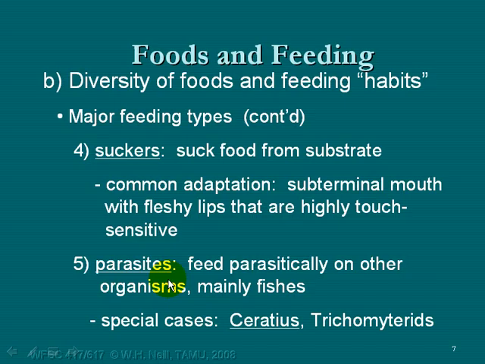And the common adaptation, as I've already shown you, is a subterminal mouth. And often these fish have fleshy lips, and the lips tend to be very sensitive to touch. Some of them have barbels that are sensitive to touch and taste. But I don't think the catostomid suckers have any barbels. I'm almost sure that I'm right about that.